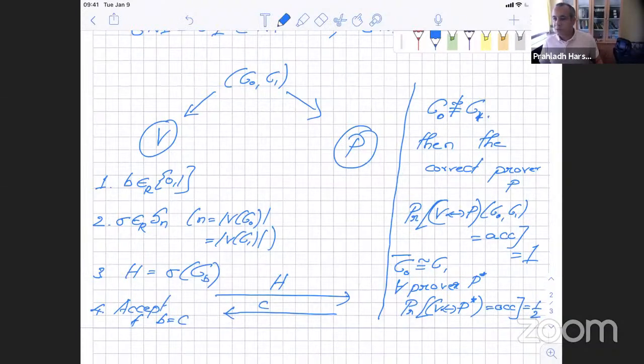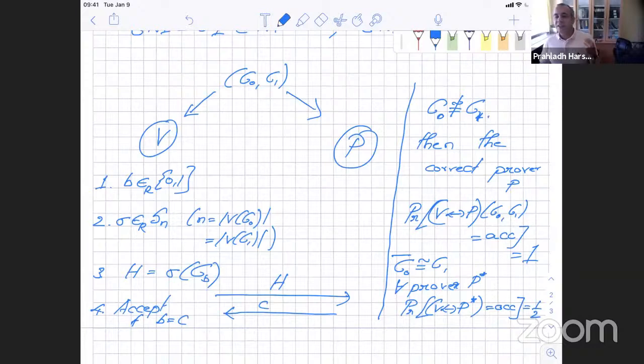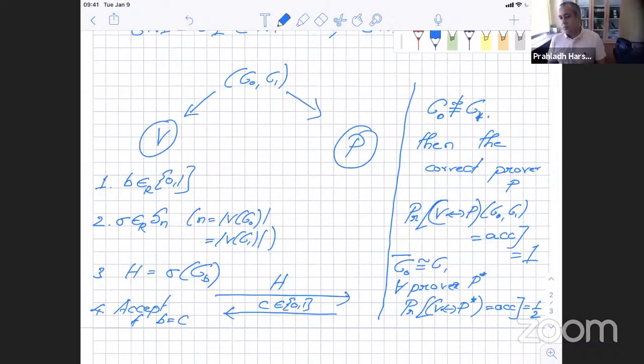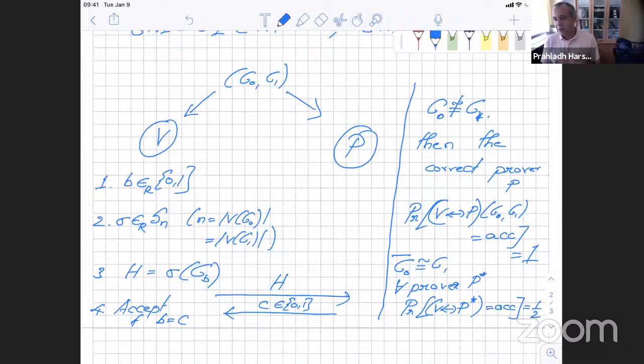Are people with me on this? This is exactly the Coke versus Pepsi example. Someone asked what C is. C is just the prover telling you whether it is the first graph or the second. C is a bit. You accept if B equals C. This is just the Coke versus Pepsi example written for graph non-isomorphism.